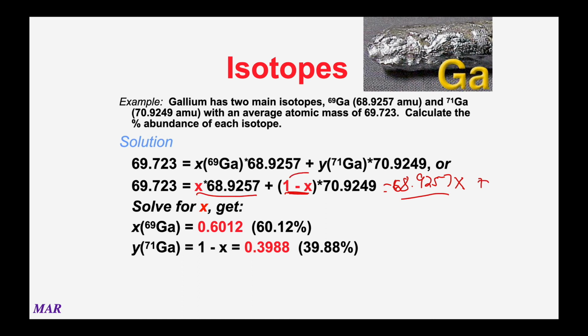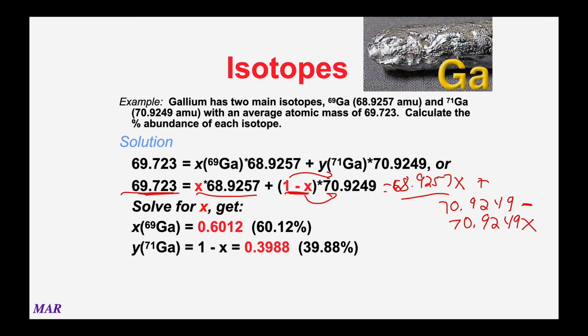Plus, you're going to use the distributive property, which means 1 times the 70 number, 70.9249. And then I'm going to go minus x times that, minus 70.9249x. So now my handwriting is sloppy, but you have two x's. First x minus the second x will give you just so many x's. Then you can subtract the 70 number from 69.723. You'll have x's on one side, numbers on the other side.